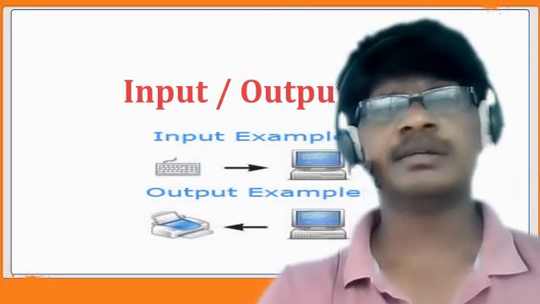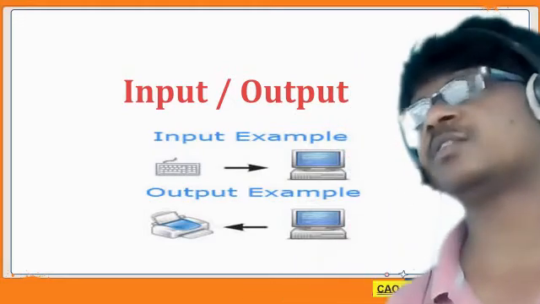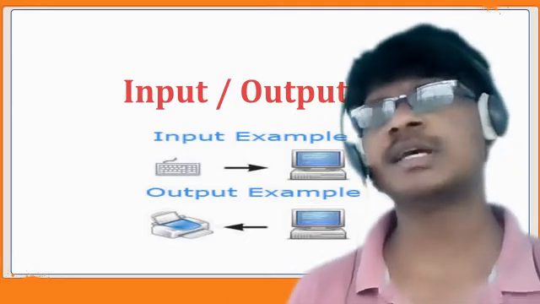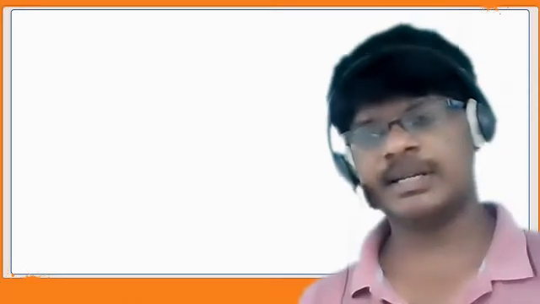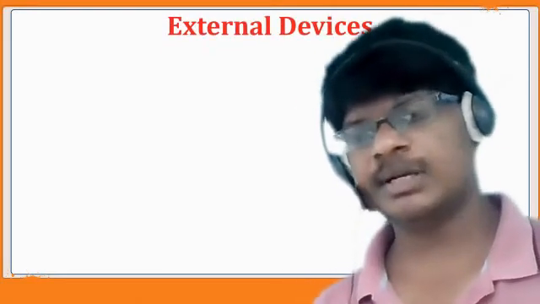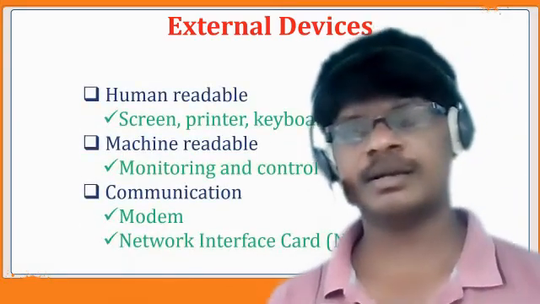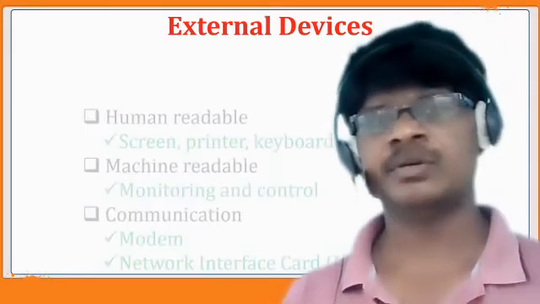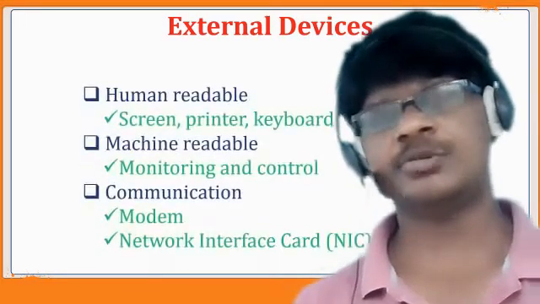Now let's move on to the external devices. What is meant by external devices? External devices means the devices which are externally attached to a computer. For example, a printer or a pen drive, or a compact disc, anything. So external devices are peripheral devices which are attached to that computer.